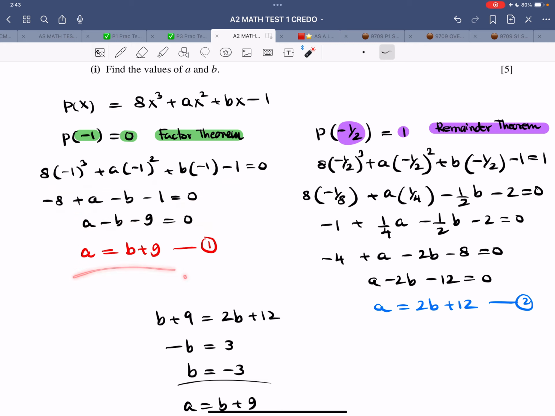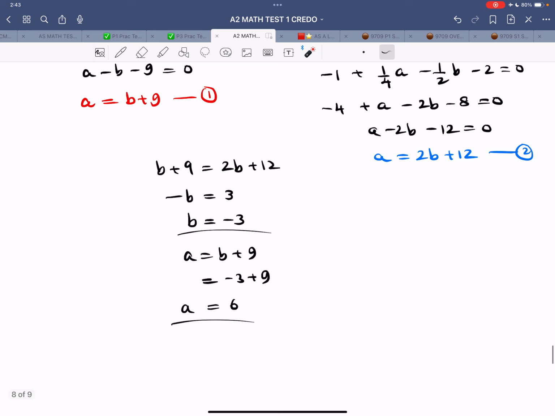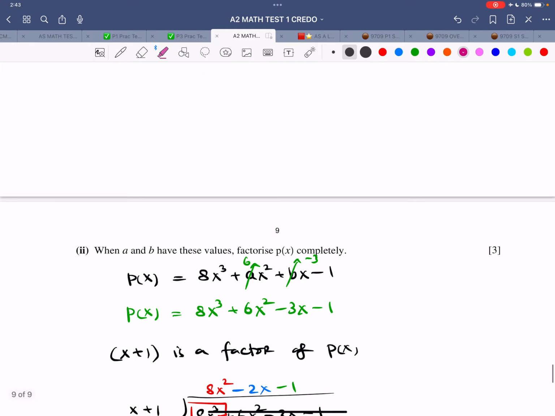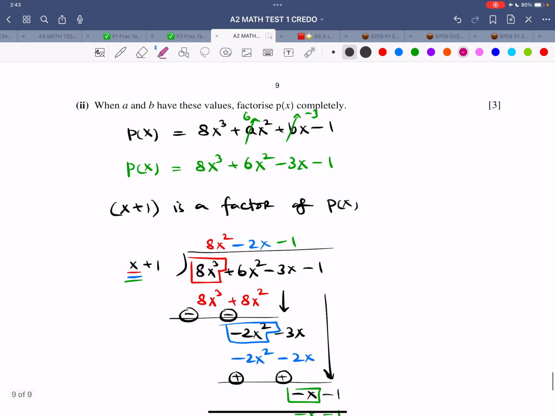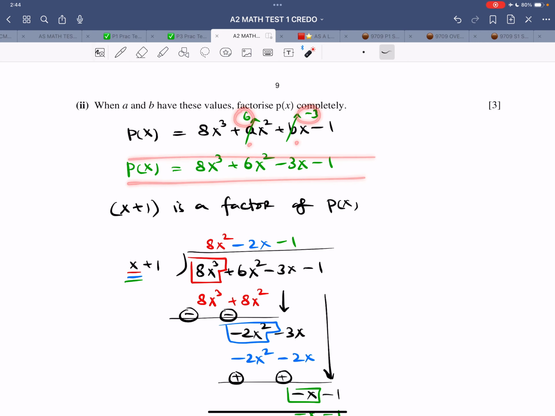That is one equation. That is the other equation. We solve them simultaneously. That is the red equation, b plus 9 equals a, and a equals 2b plus 12. We solve these two. We find the value of b, that is -3, and the value of a, that is +6. Now when a and b have these values, factorize p(x) completely. I have plugged in the value of a and the value of b. That is how p(x) looks right now.